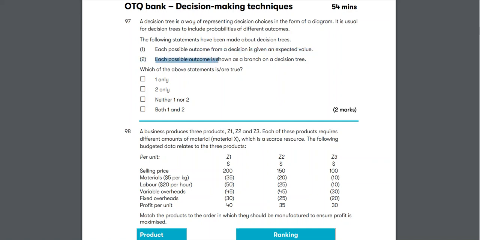Each possible outcome is shown as a branch on a decision tree. Yes, each outcome is represented with a line or a branch. So the second one is true here.